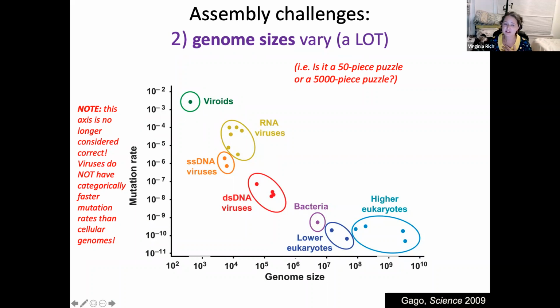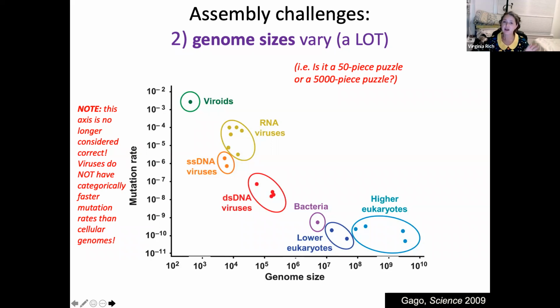Okay. And I left this axis in here because this is no longer true. And so anybody else who, like me, thought it was true because you learned it was true at some point, I just want to tell you it's not true anymore. The idea that viruses have faster mutation rates and bacteria and eukaryotes have slower mutation rates is not actually true with the current, more robust data.